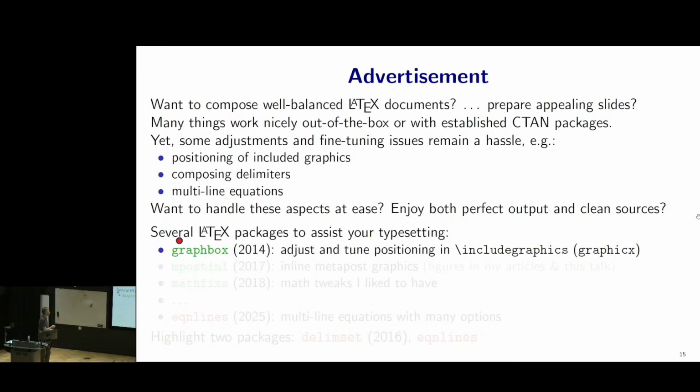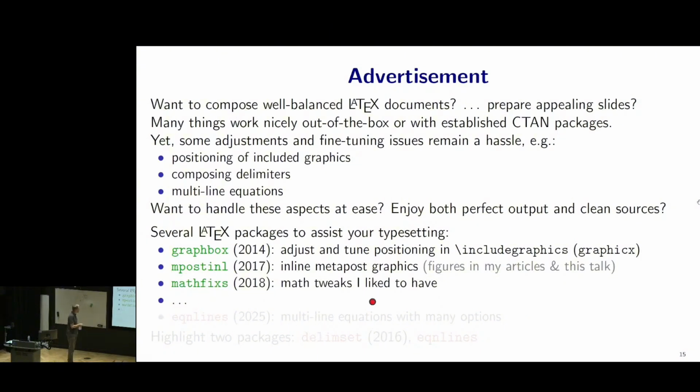One of them is Graphbox, which allows you to quite easily shift graphics around, or just punch them on your document without occupying space. There is something to code graphics, not using TikZ as many people do, but MetaPost is sort of similar, and that's what I use to draw most of my figures. I've also composed some fixes for math mode that I like. But maybe most importantly, I've spent some time this year to write up something on multi-line equations, which allows you to do some options with them.